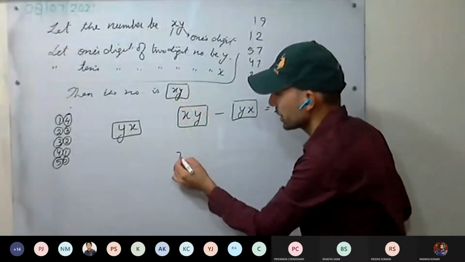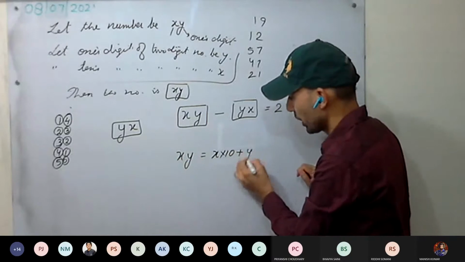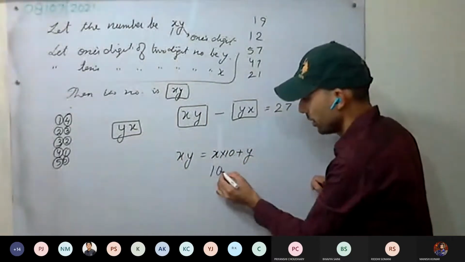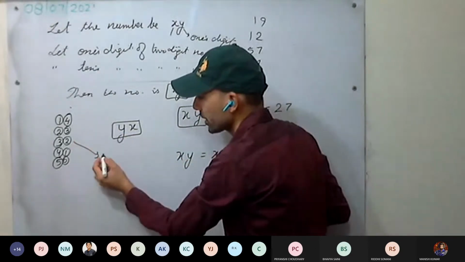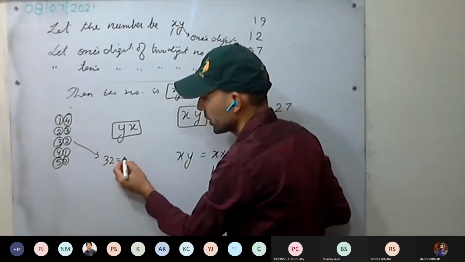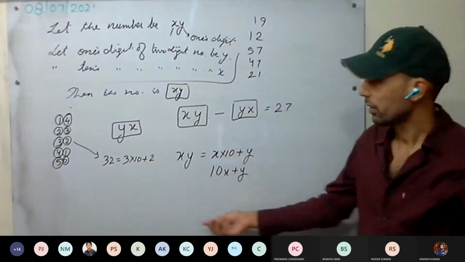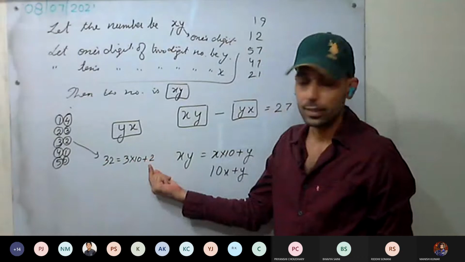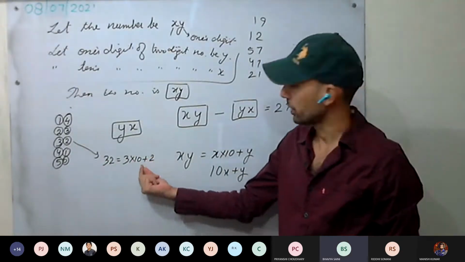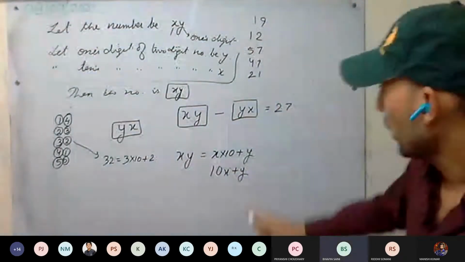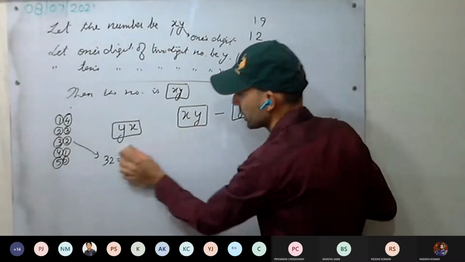So how is this number going to be represented? It can be represented like this: x into 10 plus y. That is 10x plus y. If I say represent 32 as a sum, if you expand it, it will be 3 into 10 plus 2. Y is the ones place digit, x is the tens place digit.